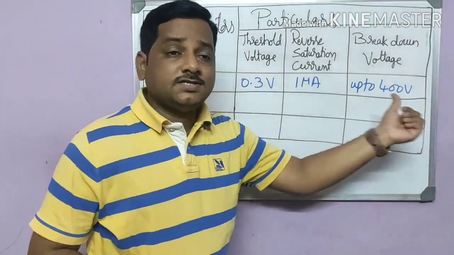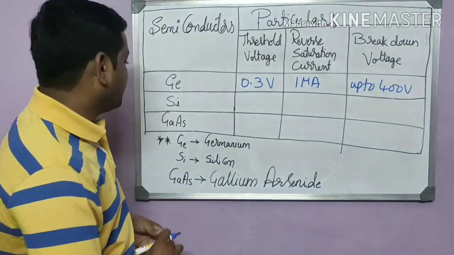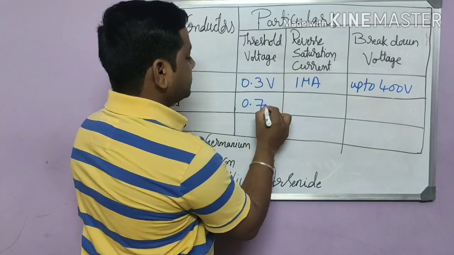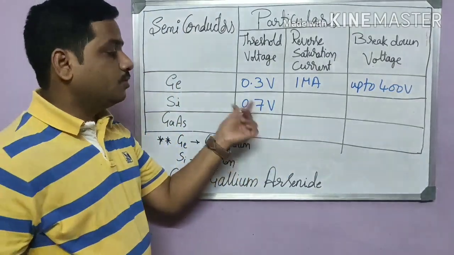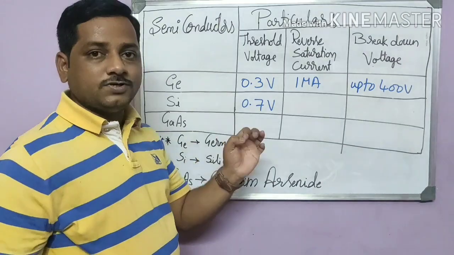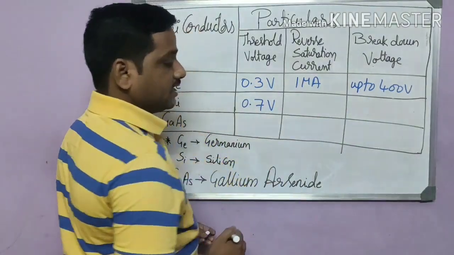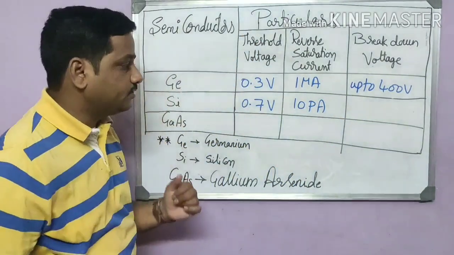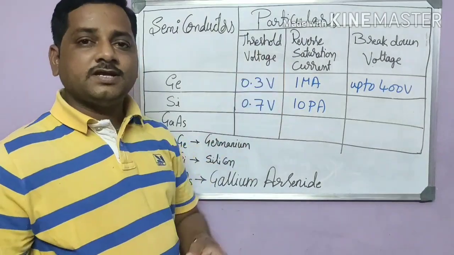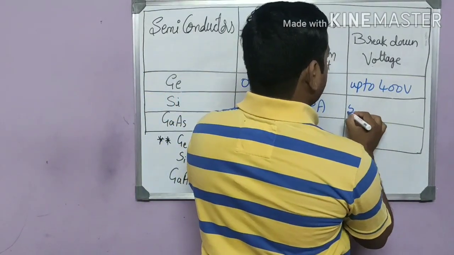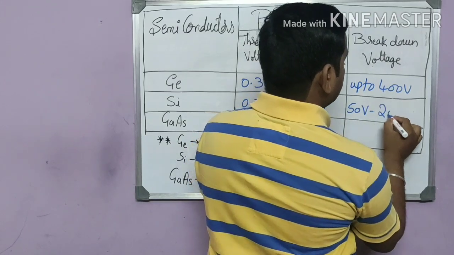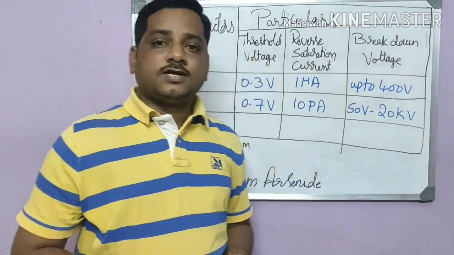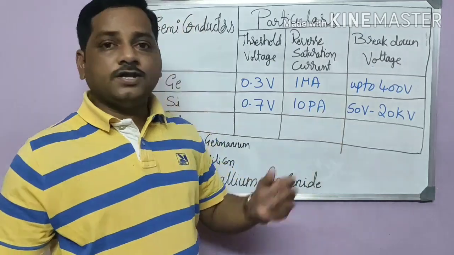Now the same specifications for the silicon diode. The threshold voltage, the minimum voltage to turn on the diode, is 0.7 volt. The reverse saturation current is 10 picoamperes, in terms of pico. And the breakdown voltage, this is an important point here, is 50 volt to 20 kilovolt. The range of the breakdown voltage is 50 volt to 20 kilovolt, and it varies based on the surrounding temperature.